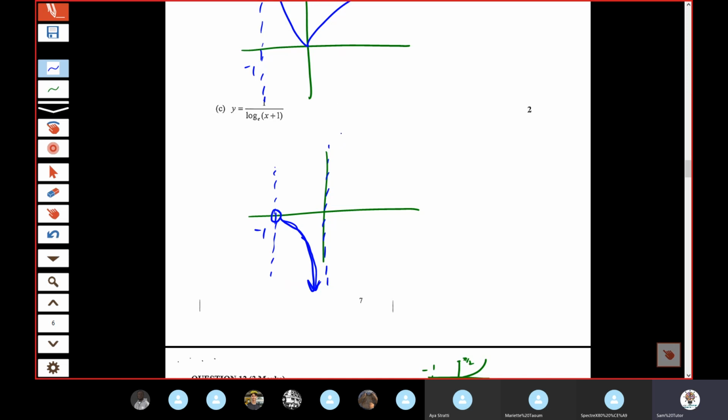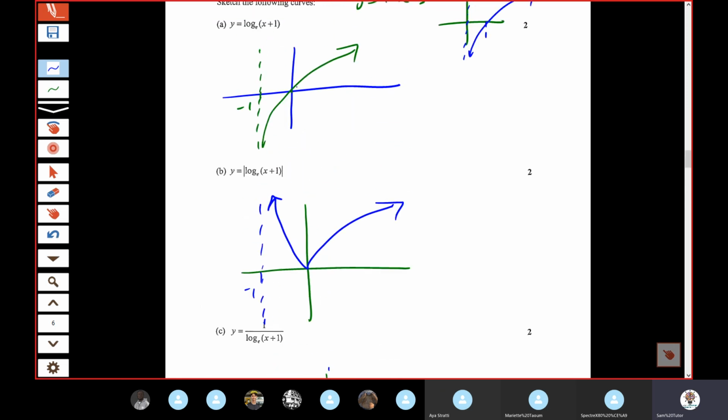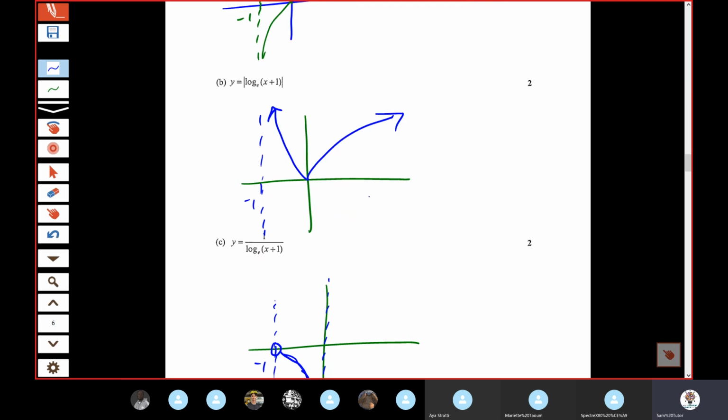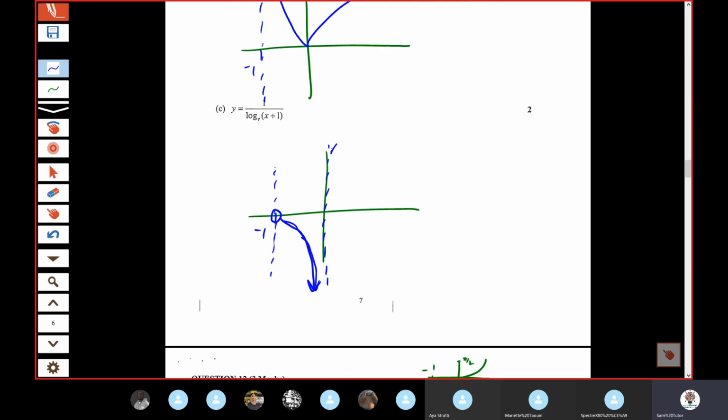And then of course the other one is straightforward. 1 over small is large, 1 over large is small. So that looks like your normal ones. There you go. Again, any questions?